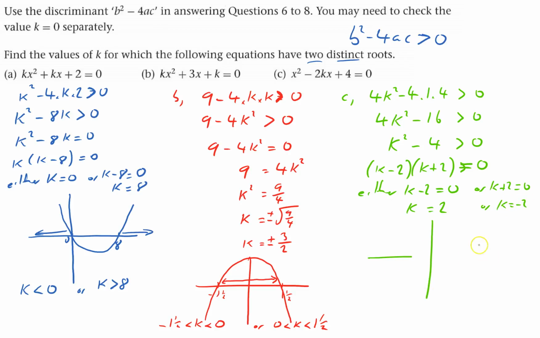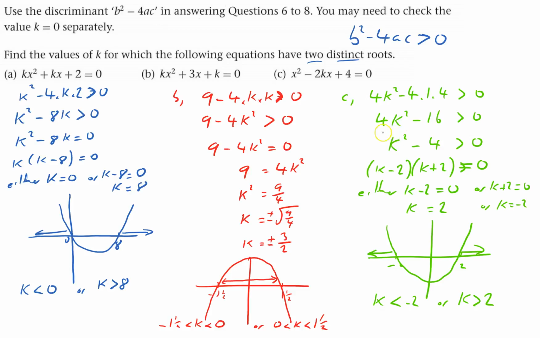A little graph to see what it looks like. There's minus 2. There's 2. This one's a k squared curve, so it's back to being the U-shaped curve. I want to know when it is above the line y equals 0, all the way here. So therefore k is less than minus 2 or k is greater than 2. That's our answer.